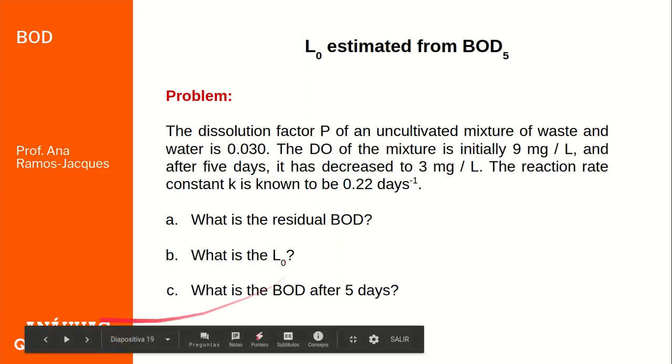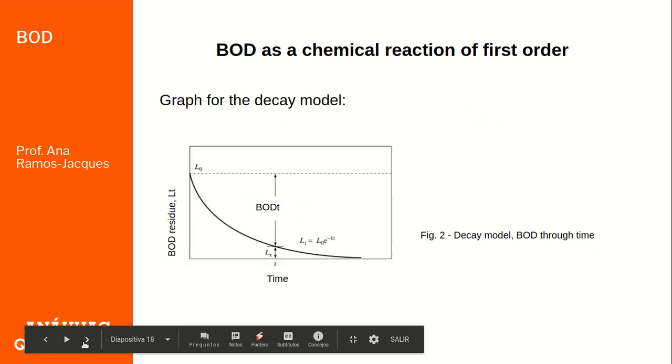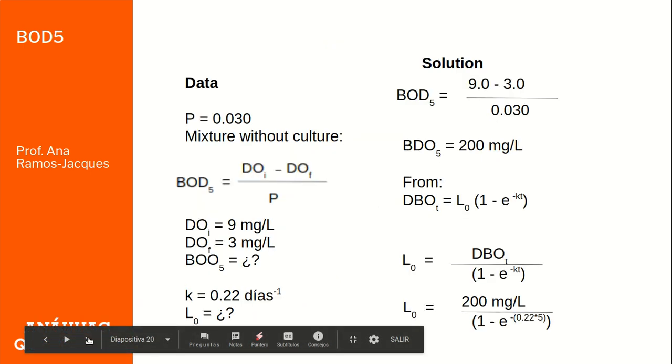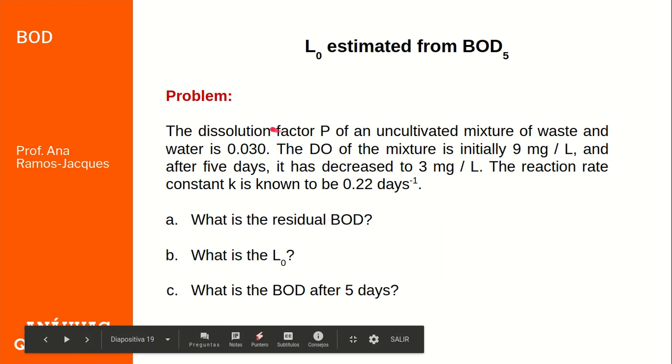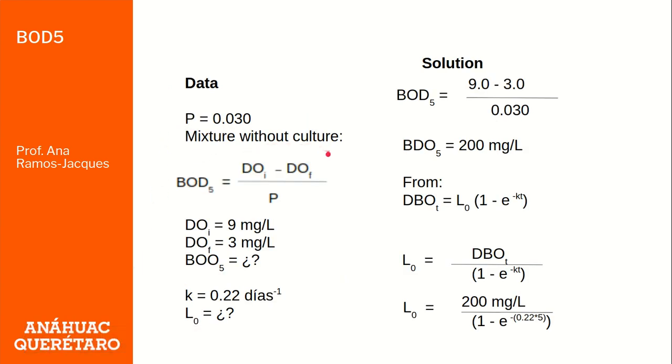This is, if you remember, L0 is the carbon total oxygen demand. So what is the BOD after 5 days? We have the data. They are giving us the fraction 0.030. You see the dilution factor is given, and you have here the mixture without culture.